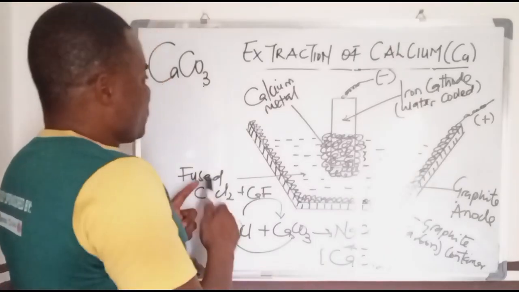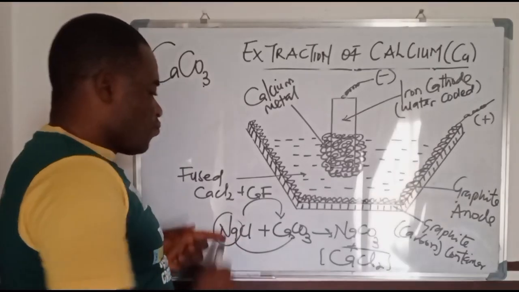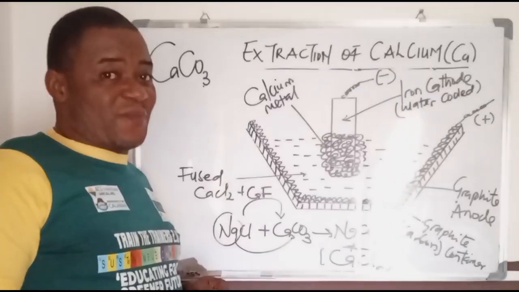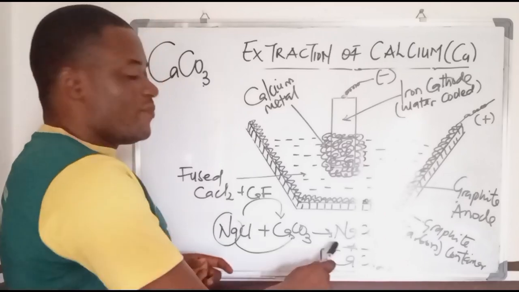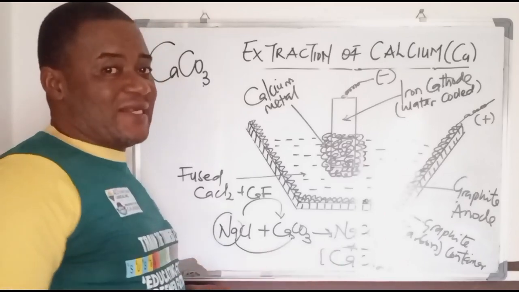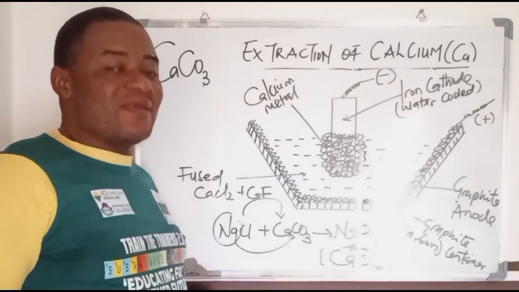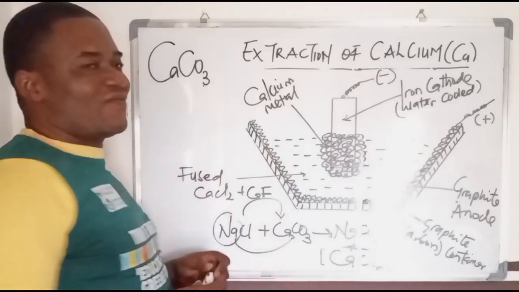We rather pass that calcium carbonate with sodium chloride in the Solvay process to obtain sodium carbonate, and then the byproducts of that Solvay process give rise to calcium chloride that is now used in the extraction of calcium metal.